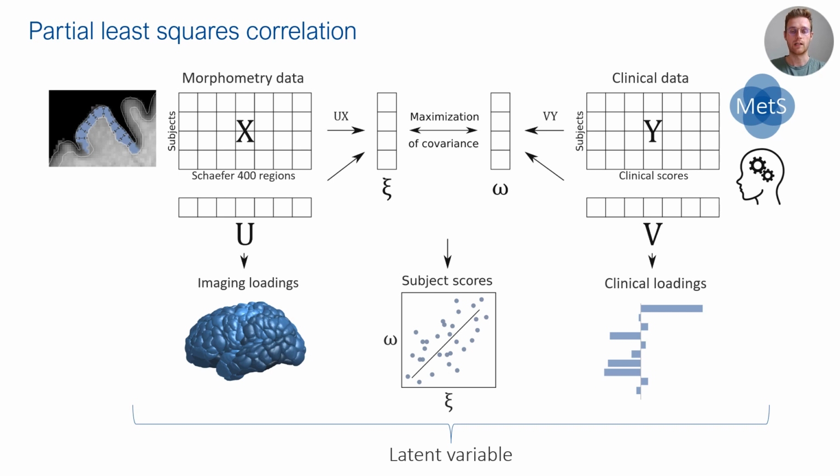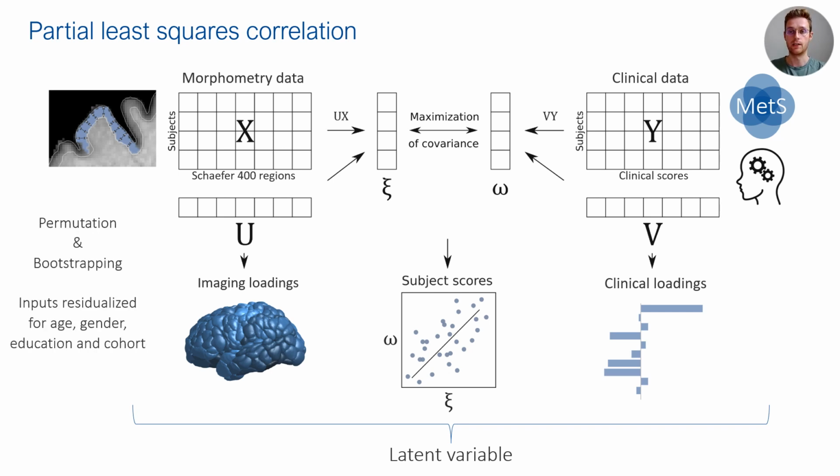Now, the PLS tries to identify the latent association within these datasets by deriving an imaging covariance profile, or imaging loadings, and a clinical covariance profile, which describe the overall association between the data. Furthermore, we get subject-level scores, an imaging score as well as a clinical score, which show for each individual subject the adherence to these covariance profiles. Together, the imaging and clinical covariance profiles and subject scores are called a latent variable, and PLS tries to identify multiple latent variables which associate the input data.